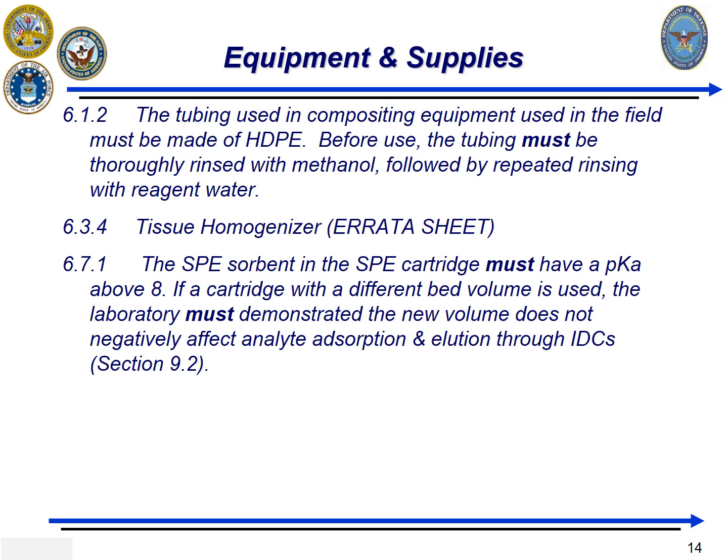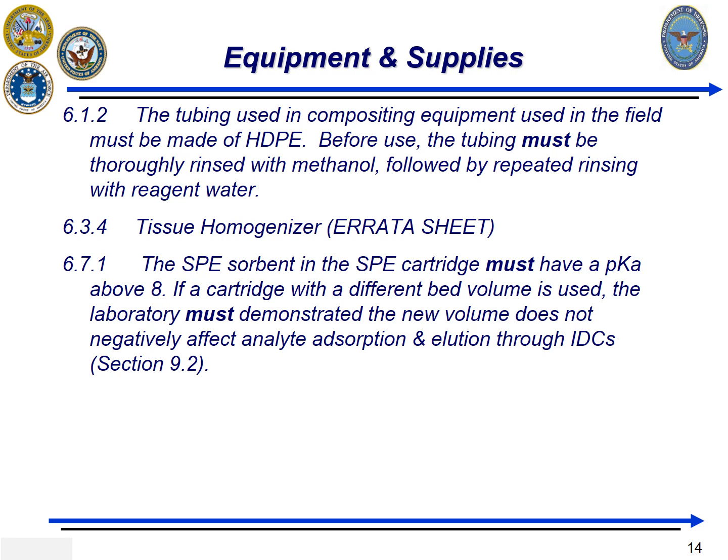Relative to equipment and supplies, there are some things that were specified in the method that I'd like to point out. First is relative to sample processing in the field. The tubing used in compositing equipment used in the field must be made of HDPE. Before use, the tubing must be thoroughly rinsed with methanol, followed by repeat rinsings with reagent water. Next, we have another correction from the errata sheet with respect to the tissue homogenizer. The method itself has some specifics relative to the type of tissue homogenizer. That information is incorrect and has been eliminated through the errata sheet.